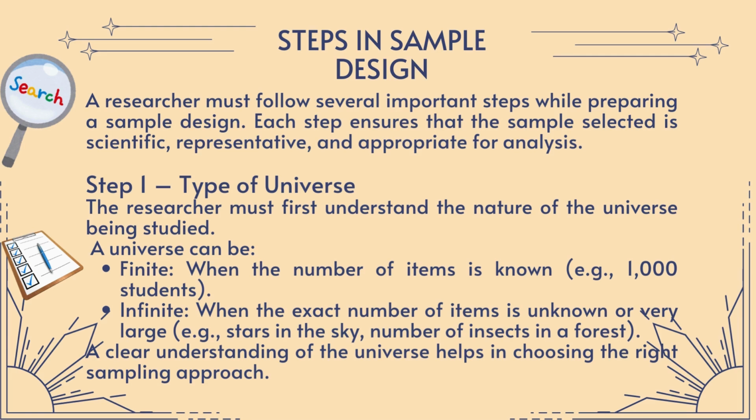Now, step first is type of universe. The researcher must first understand the nature of the universe being studied. A universe can be finite when the number of items is known, for example, 1,000 students or 10,000 students. Infinite when the exact number of items is unknown or very large, for example, stars in the sky, or the number of insects in a forest. A clear understanding of the universe helps in choosing the right sampling approach.